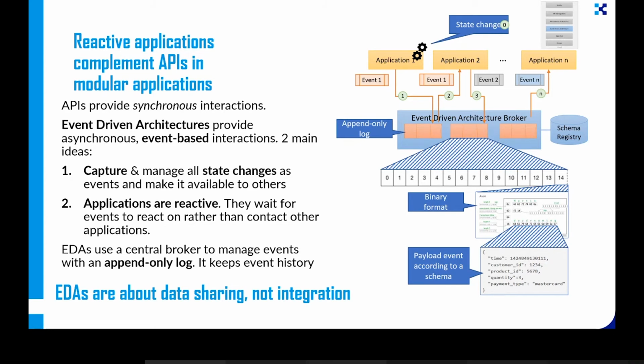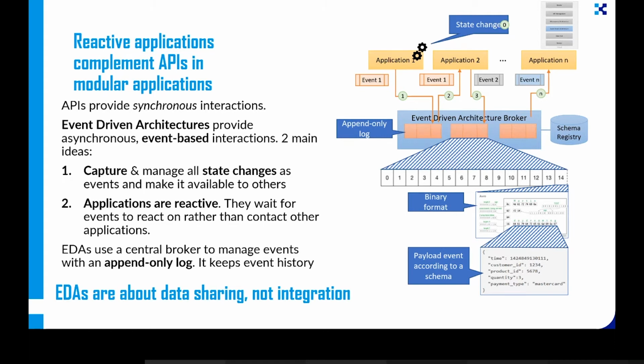The second one is that applications become what we call reactive. That means that instead of being driven by an orchestrator one way or the other, they just look at when there is an event coming in somewhere that is of interest, and then they react to that event. The way this is typically implemented today is through a central event broker that's highly scalable.